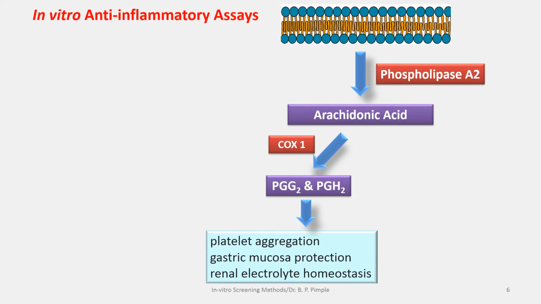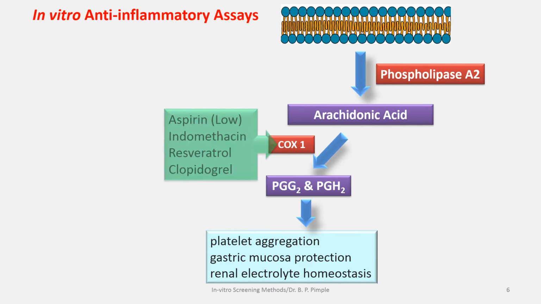This is the normal physiology: how platelets are aggregated during a wound, or how gastric mucosa protects our GI tract from acid attack or other toxins. But what if this COX enzyme is inhibited? Suppose you consume a low amount of aspirin, indomethacin, resveratrol or clopidogrel. They block this COX enzyme. Now, if the COX enzyme is blocked, platelet aggregation stops. That means a wound will not heal at a fast rate or at a normal rate.